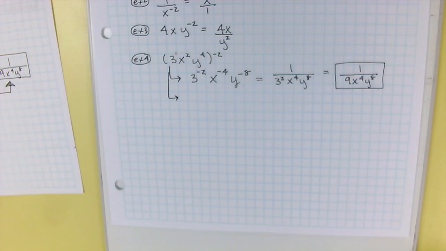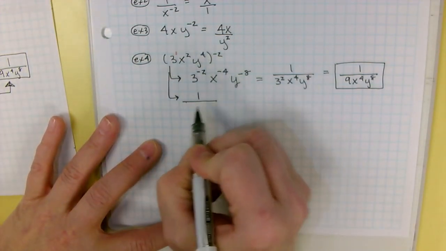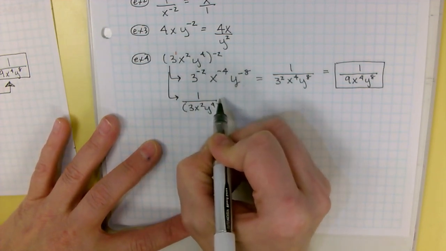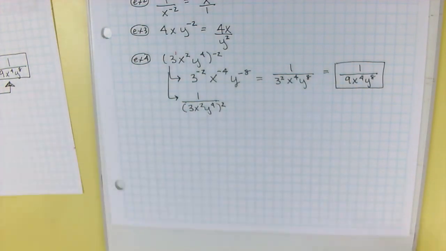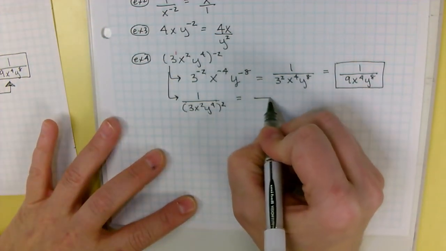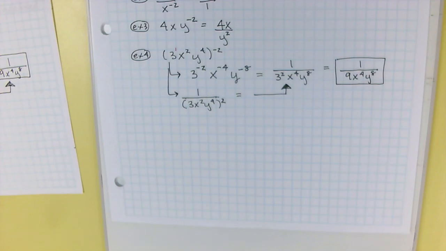Here's the other way. The other way to do it is to move the entire parentheses down. So 1 over, and then in parentheses, 3x squared y to the 4th. Once you move it down, it's now to the power of positive 2. So you can move that whole unit to the bottom and then distribute and then simplify. So both of those are legitimate.